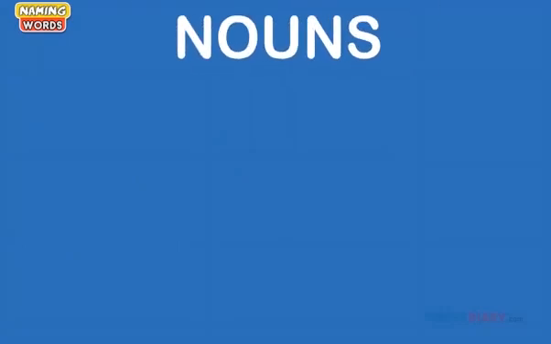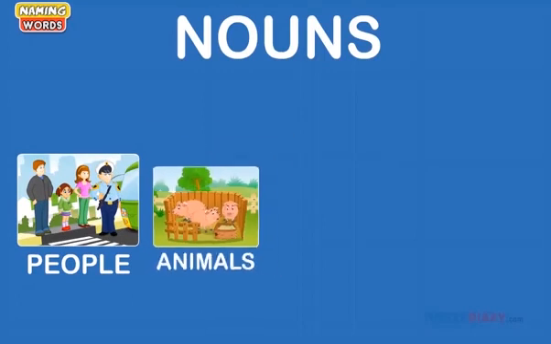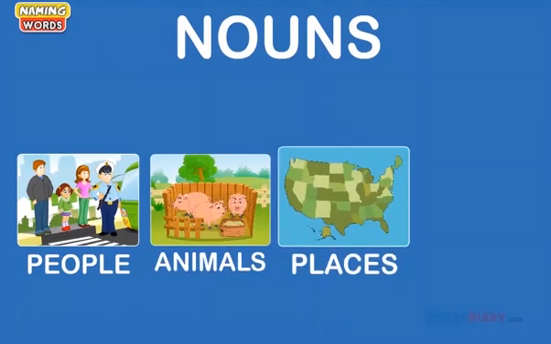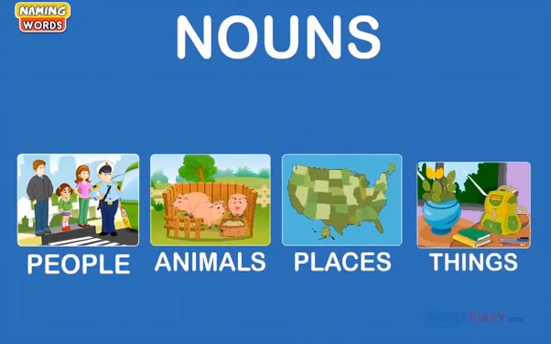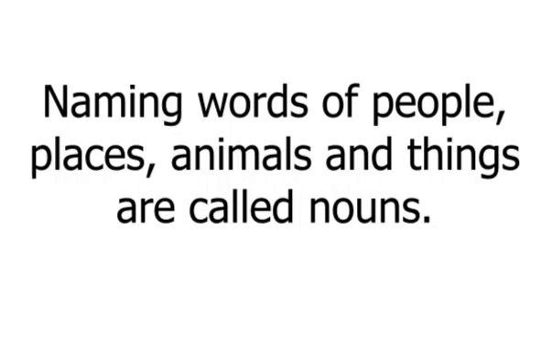Nouns. Naming words of people, animals, places, and things are called nouns. Naming words of people, places, animals, and things are called nouns.